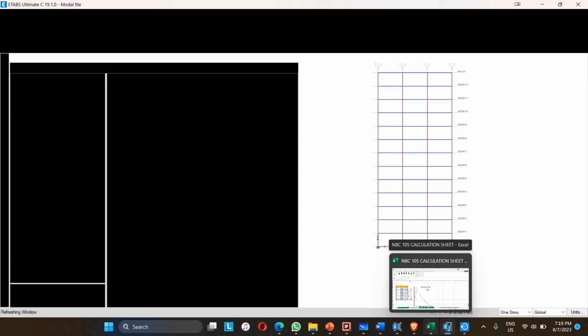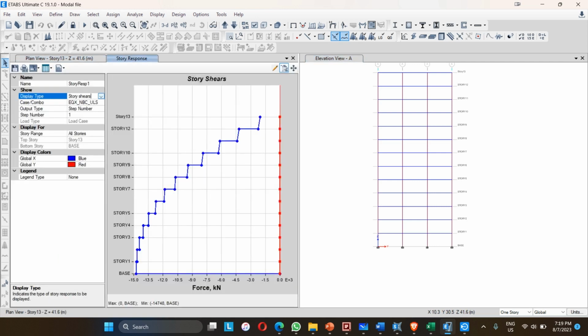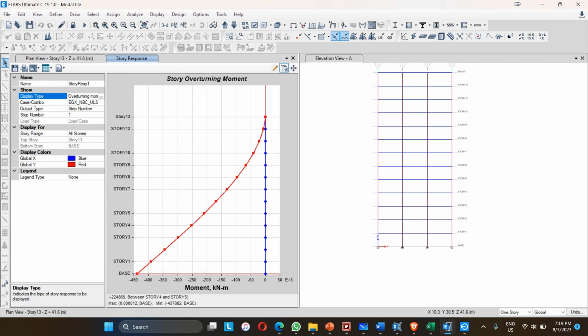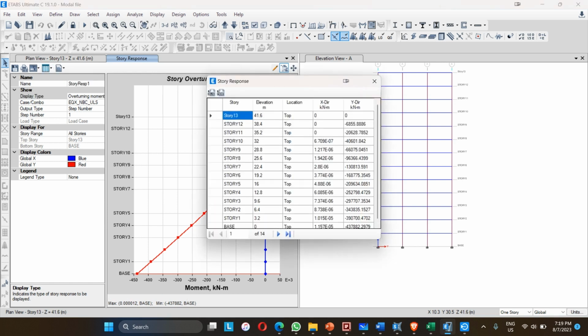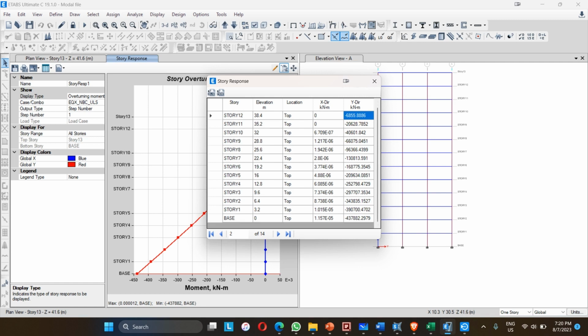If we see in the ETABS, let me go to display story response. You can choose the overturning moment for equivalent static analysis. Here the red line indicates that if we choose X direction, we can get the moment in Y direction and vice versa. If we go to the tabulated formatted data, the moment for story 13 is 0 and story 12 is 6855. Similarly, let me go to the base of the structure.